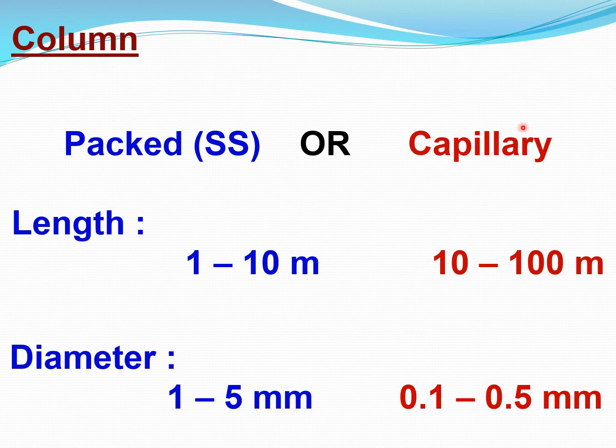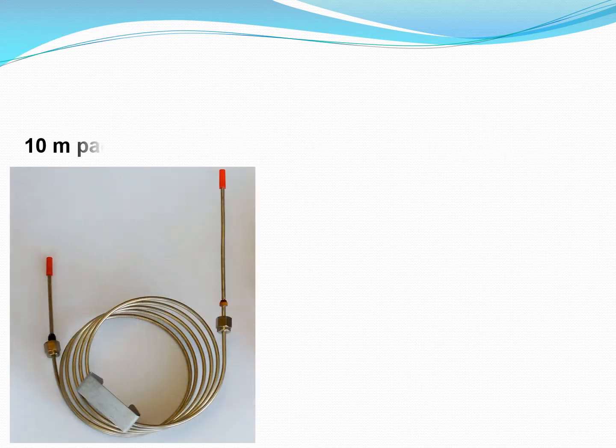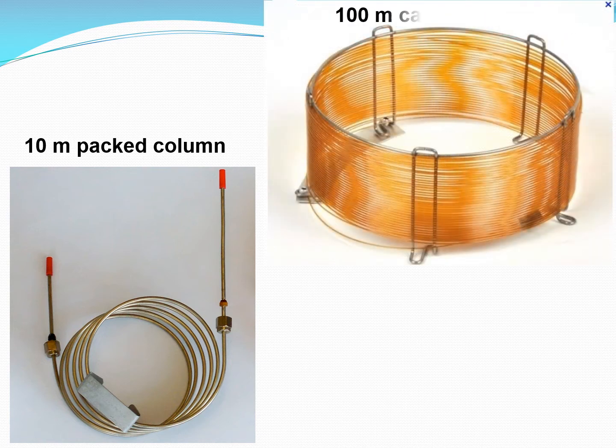A capillary column gives better separation compared to a packed column, but a capillary column cannot be used at high temperatures. The maximum temperature will be somewhere around 250 degrees centigrade. A packed column can be used at higher temperatures also. This is a 10-meter packed column, and this is a 100-meter capillary column.